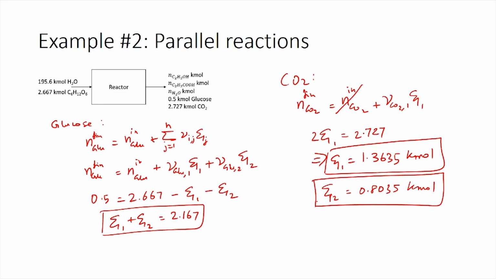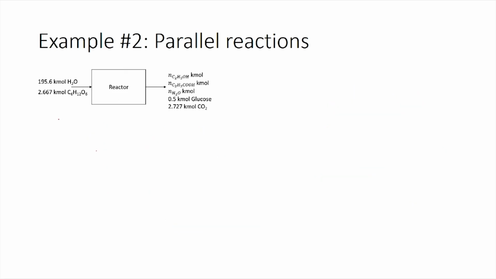For that, we should write component balances for the individual components. Let us start with the water balance. So, the water balance would be N water final is equal to N water initial plus stoichiometric coefficient of water in the second reaction times the extent of reaction for the second reaction. Water is not taking part in the first reaction and it is being produced in the second reaction.